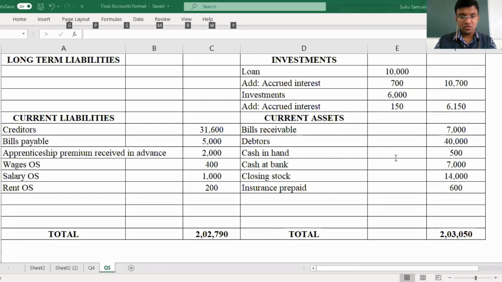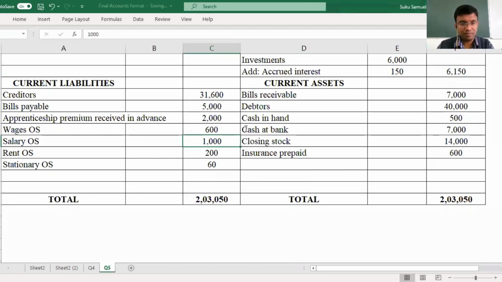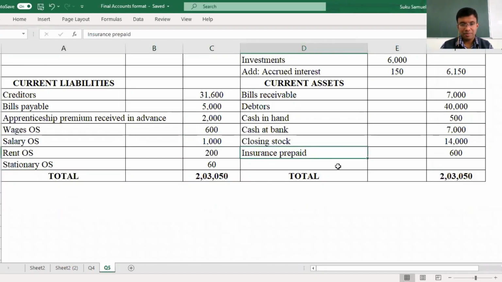Apprenticeship premium we have already considered as an adjustment. We have stationery outstanding bill, and the amount is 60, so that also we have considered. Then we have considered depreciation and interest on loan. Thank you for pointing that out. My wages outstanding amount was incorrect. It is 600. So with that note, if you notice, my balance sheet has actually tallied, and my assets are tallying with my liability side. So with that, we've completed the preparation of the final accounts for this particular question.